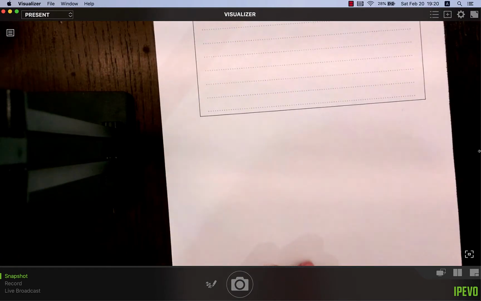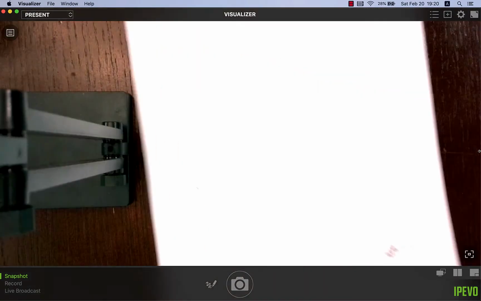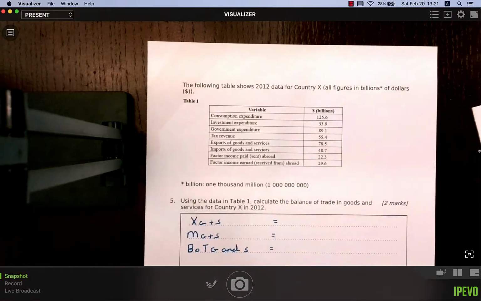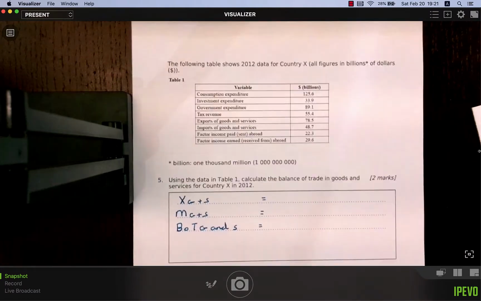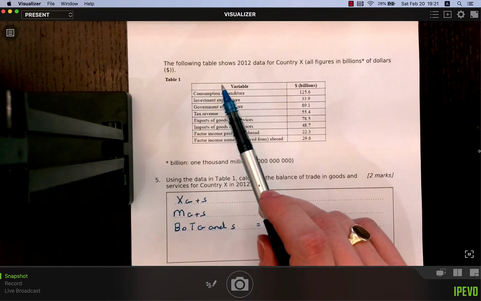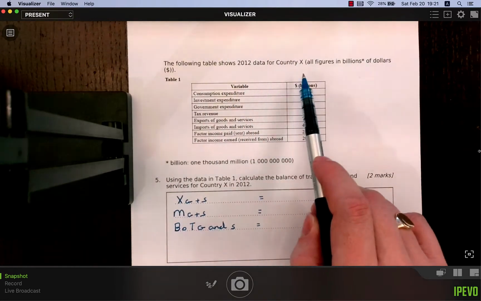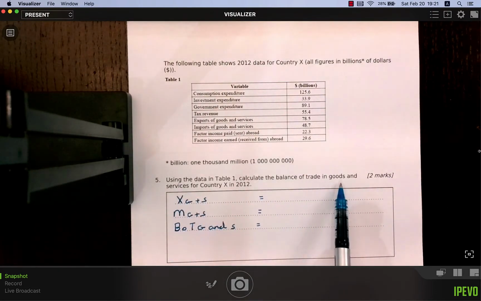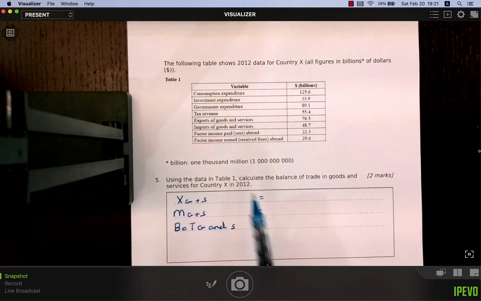Now, on to this one here, which is something that I've already done, right, excellent. And now on to the very last question, and forgive me while I adjust the camera, the very last question of this video, okay. So, the following table shows 2012 data for country X. All figures are in billions of dollars, okay. Now, using the data in table 1, calculate the balance of trade in goods and services for country X. Could not be more straightforward, guys.